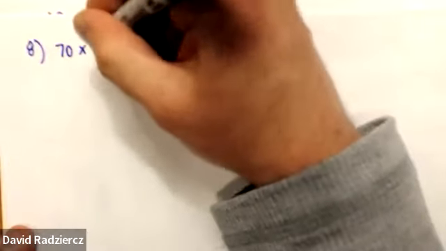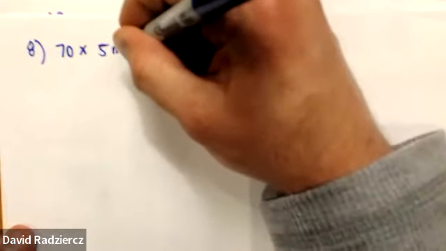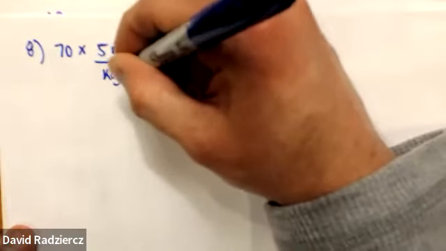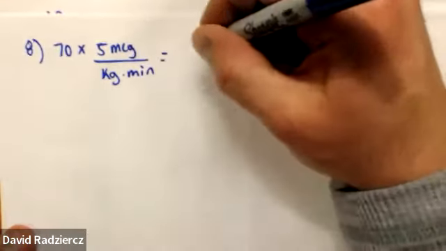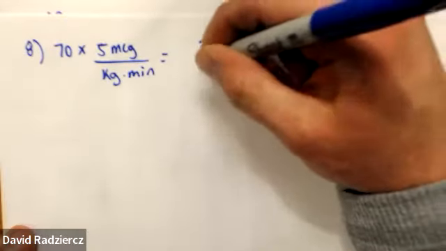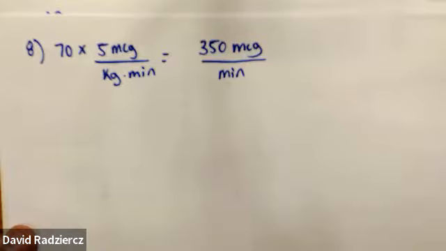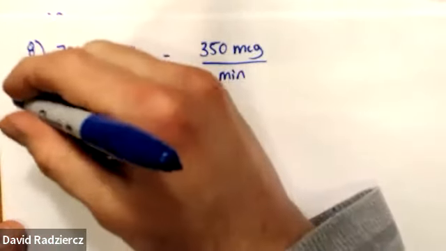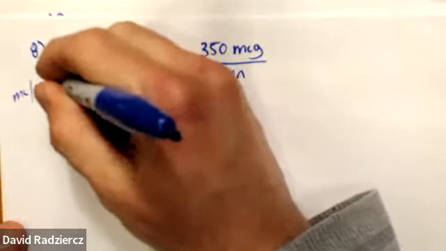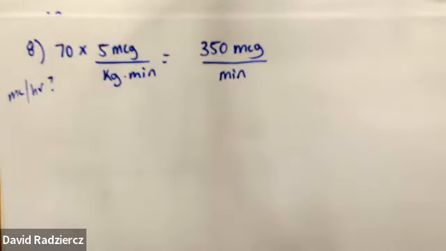So we'll start off with taking the patient's weight and we're going to multiply it by 5 micrograms per kilogram per minute. And that gives us 350 micrograms per minute. Now, what we're looking for is to calculate milliliters per hour. So just keeping in mind what the question is asking for.